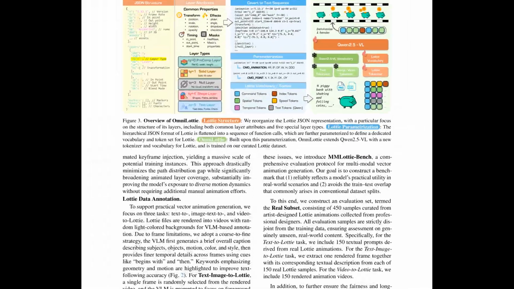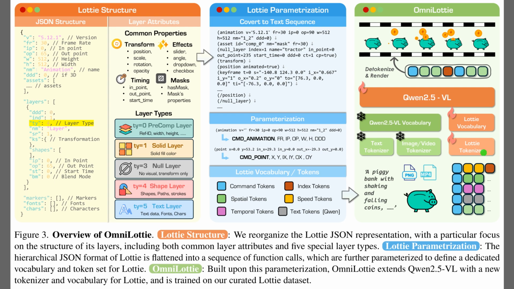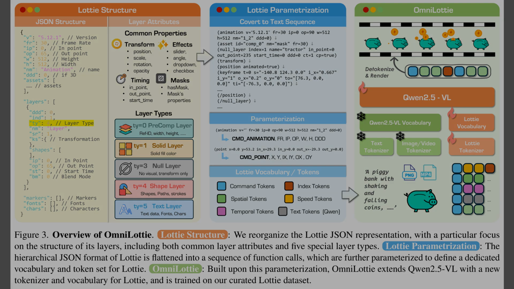So Figure 3 introduces the OmniLottie framework itself. The left panel illustrates the core challenge. Raw Lottie files are complex JSON structures filled with nested layer attributes and metadata. To address this, the middle panel shows the parameterization process, where the model flattens that hierarchy into a simplified sequence of command tokens. Finally, the right panel depicts the full pipeline, where the QN 2.5 VL backbone takes multimodal prompts and autoregressively predicts these tokens to render the final animation.